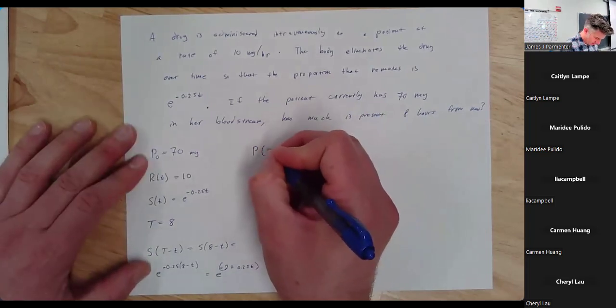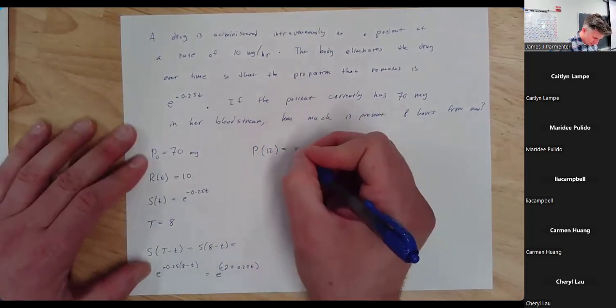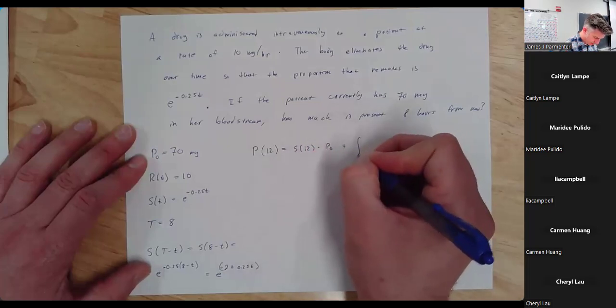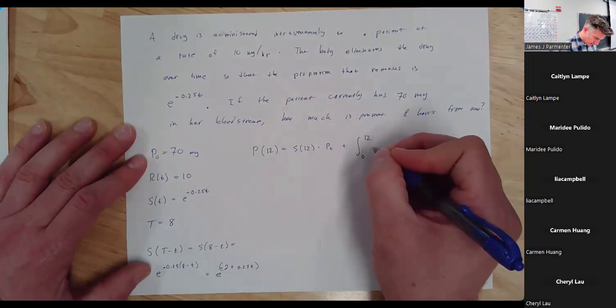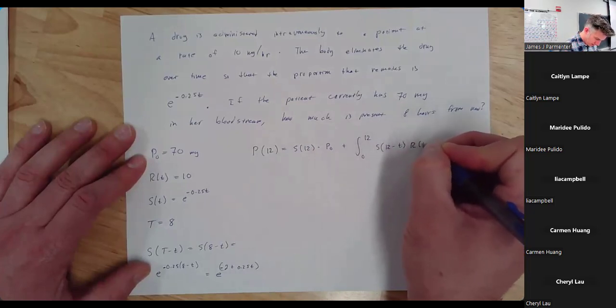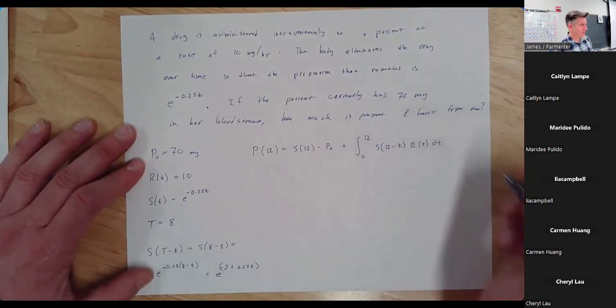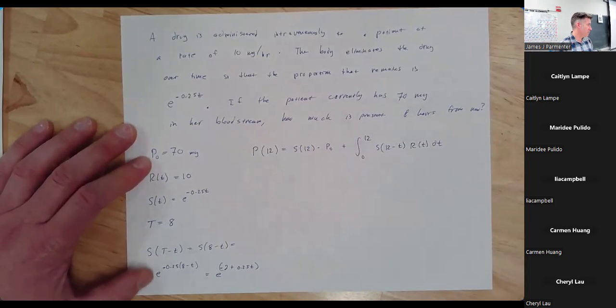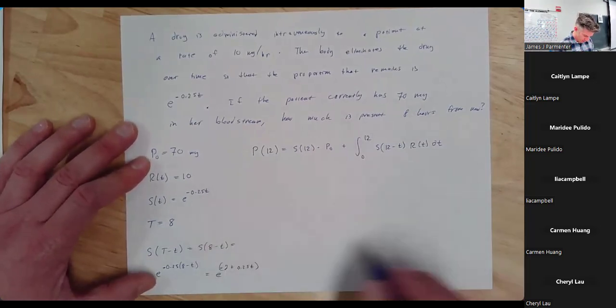So it's gonna be P of 12 equal to S of 12 times P naught plus the integral from 0 to 12 of S of 12 minus t times R of t dt. I didn't write out the formula as generically as I could have. I plugged in 12 for capital T. But then we're just gonna plug in all the things.